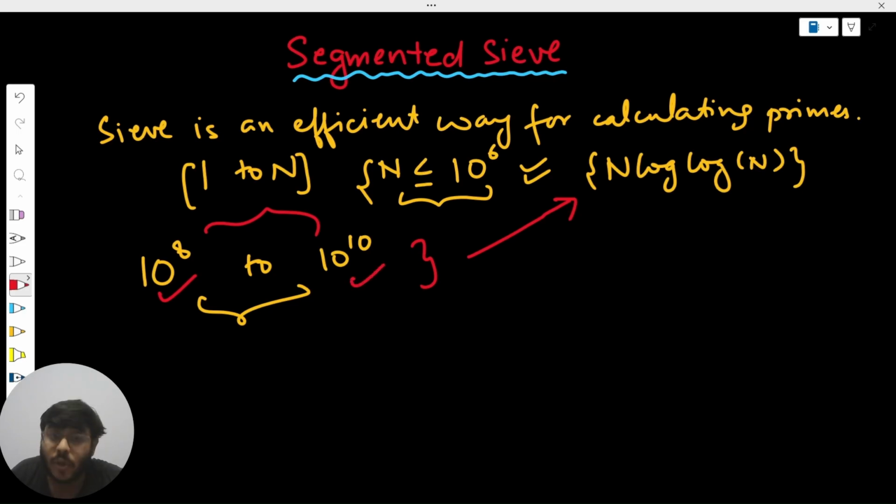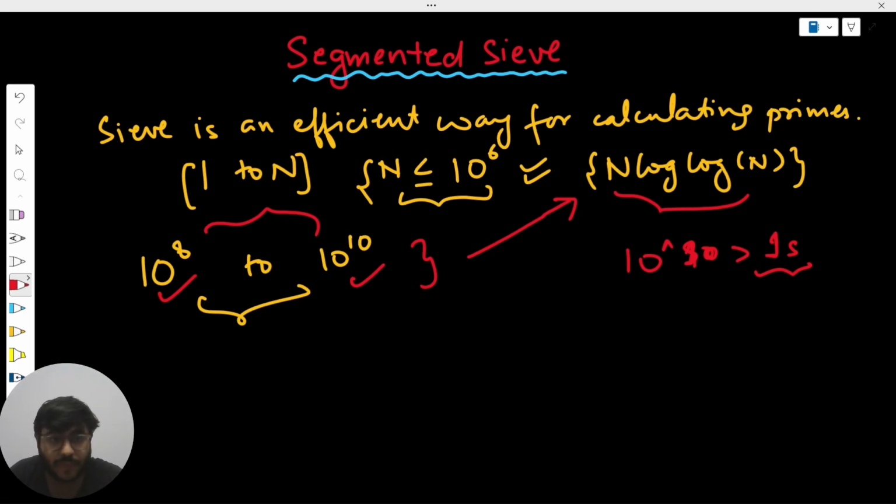And even if by some magic you're able to assign that amount, the runtime is already beyond 1 second. Let's say 10 to the power of 10, you'll be beyond 1 second very easily. So this means that for bigger numbers, normal sieve is not going to work.